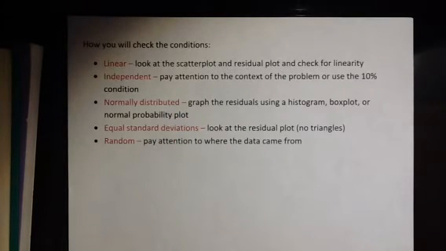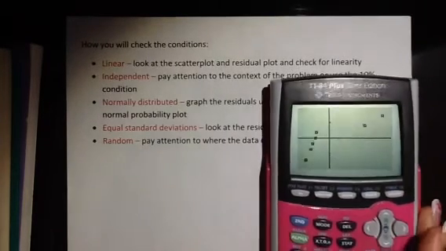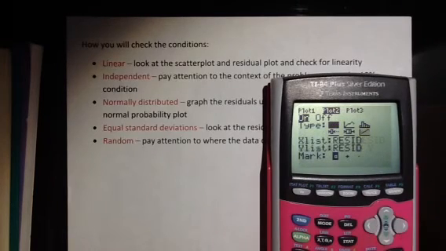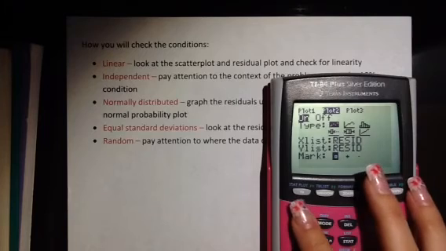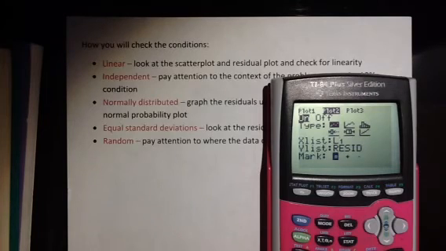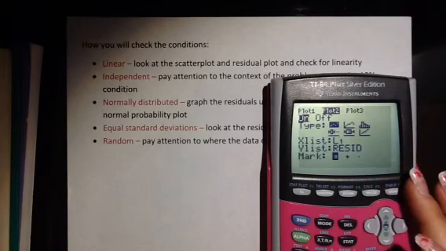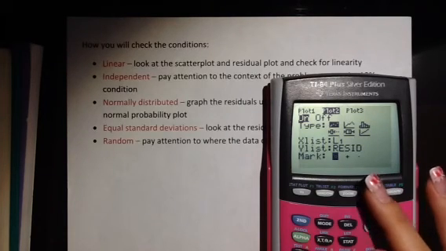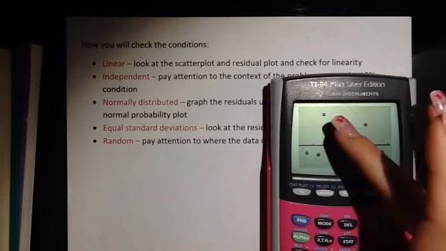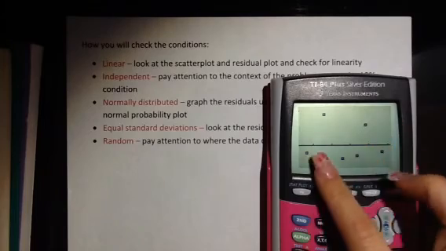Then equal standard deviations. Again, we're going to look at the residual plot. If you remember back to when we had our residual plot up, we're looking to see if our data is spread evenly. The distribution above is equal to the distribution below. So, sorry, zoom 9 to get back to that residual graph, and that's what I would want to be looking for. Now this one has kind of a funny pattern to it, but this probably wouldn't be too alarming.